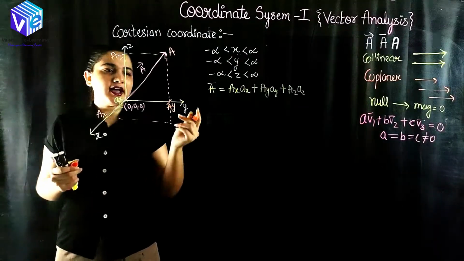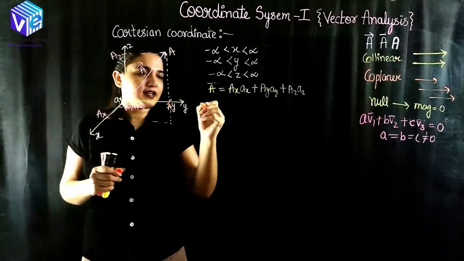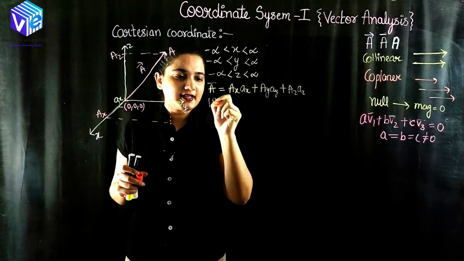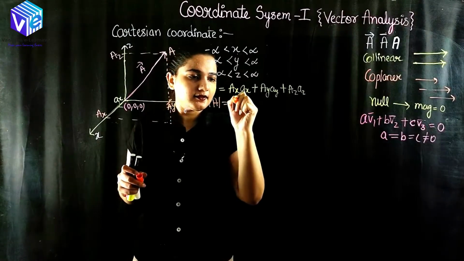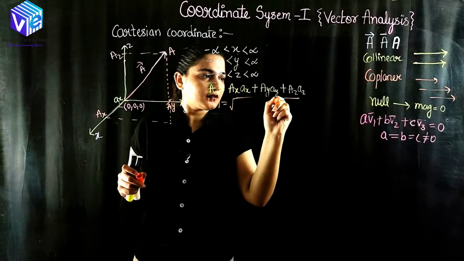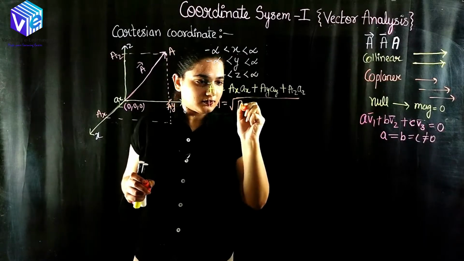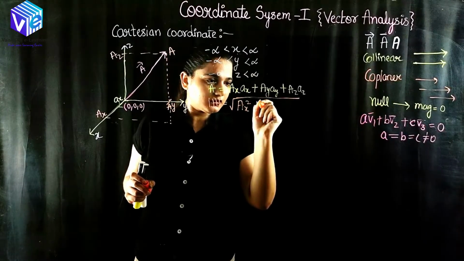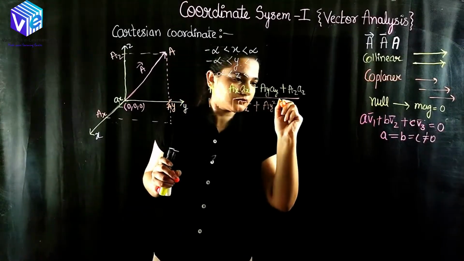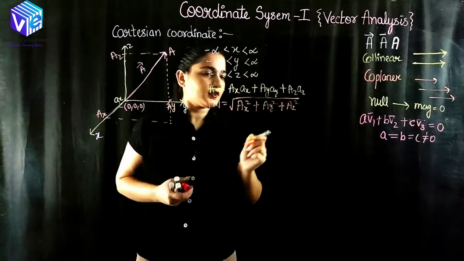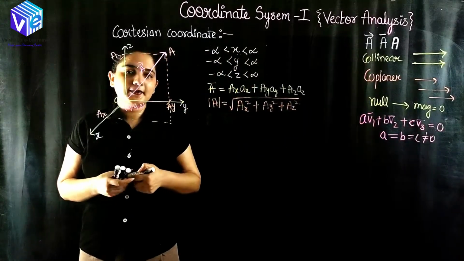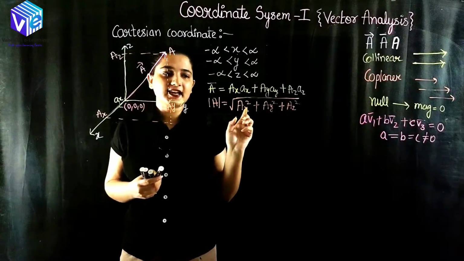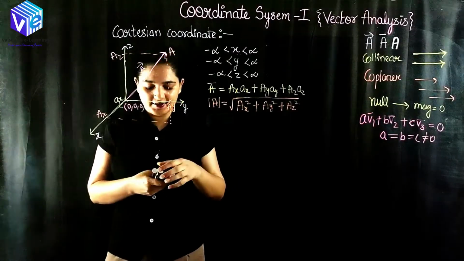Now if I need to find out the magnitude of A, the magnitude of A is given by the square root of AX square plus AY square plus AZ square. This is the magnitude of A.